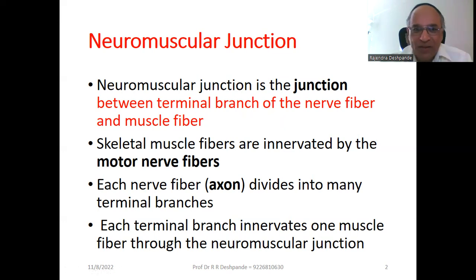Main branch of the tree. Each terminal branch innervates one muscle fiber, that means it is entering into the muscle through the neuromuscular junction.